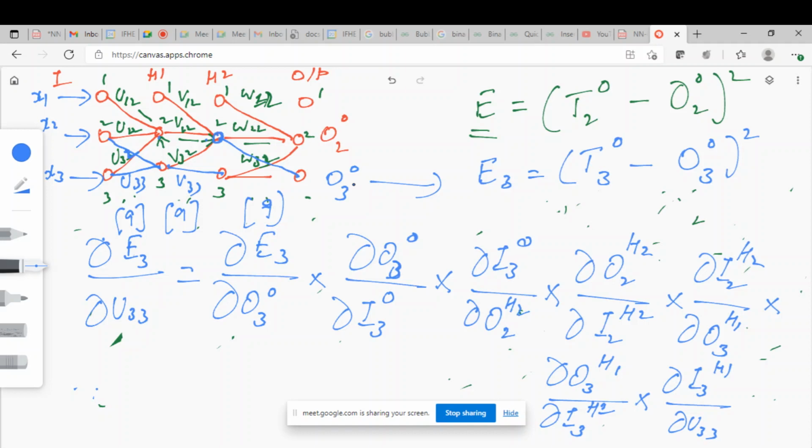Given the first input, there is some error. Back propagate, change the weight, see the output. Are you happy? No. Again change the weight. Go back. If you do that for every input, that is called stochastic gradient descent. But generally we don't do it for every input.